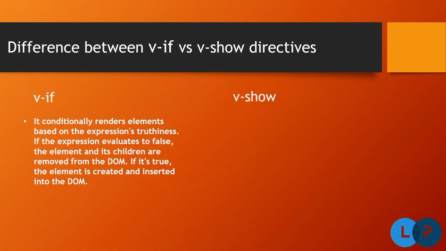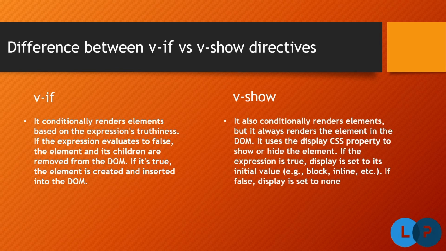But the v-show directive also conditionally renders elements, it's true, but it always renders the element in the DOM. It uses the display CSS property to show or hide the element. If the expression is true, display is set to its initial value, meaning display block, and if it's false, display none. Actually, it's working as a toggle property.